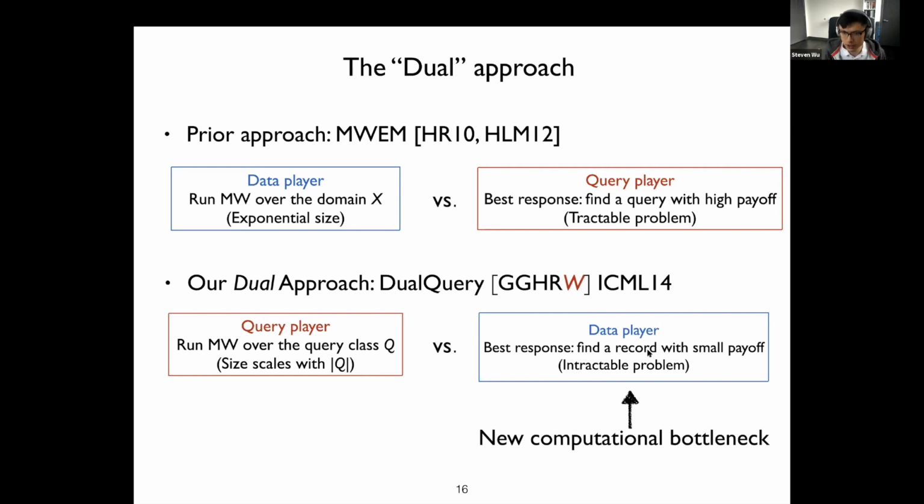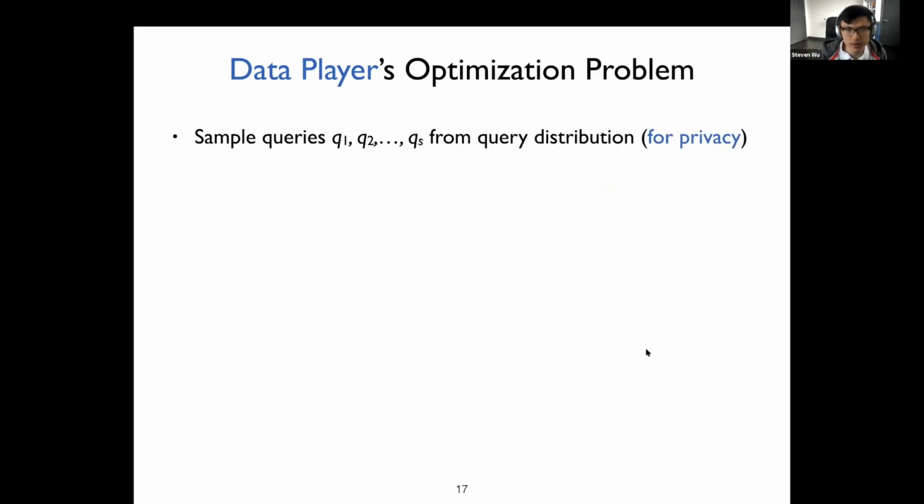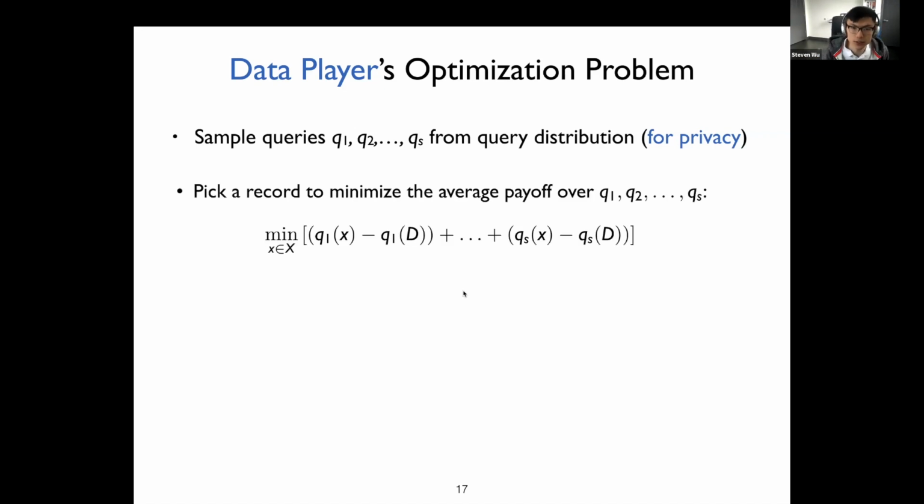So let's look at this optimization problem in detail a little bit. In each round, you can think of the query player as providing a bunch of high error queries from the exponential distribution. We sample from it instead of presenting the explicit MW distribution for privacy, but it's not a super important detail. And what you would like to do for the data player is to pick a record to minimize the average payoff over the sample queries. So if you remember the exact payoff function, this is basically the optimization problem. If I exactly write down the sum of the payoffs across Q1 through QS, and the data player is trying to minimize over the domain, so little x in capital X.